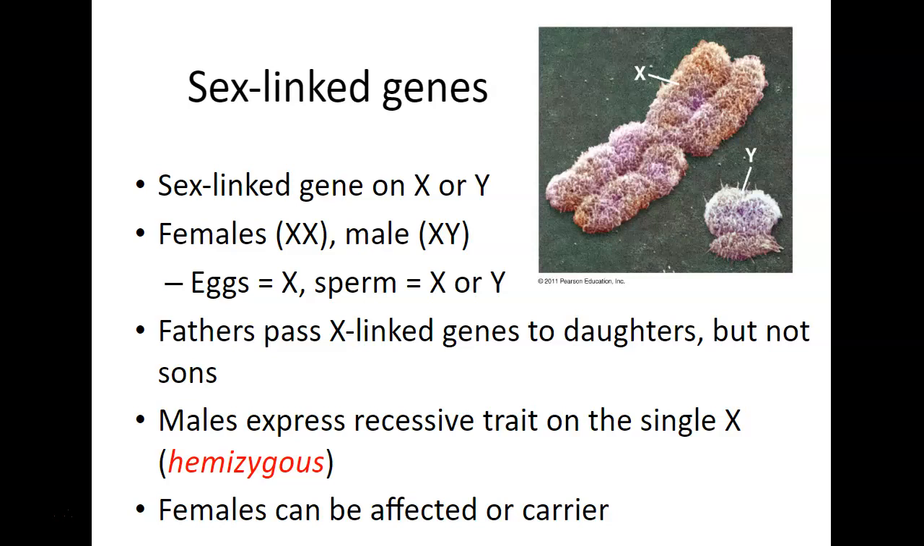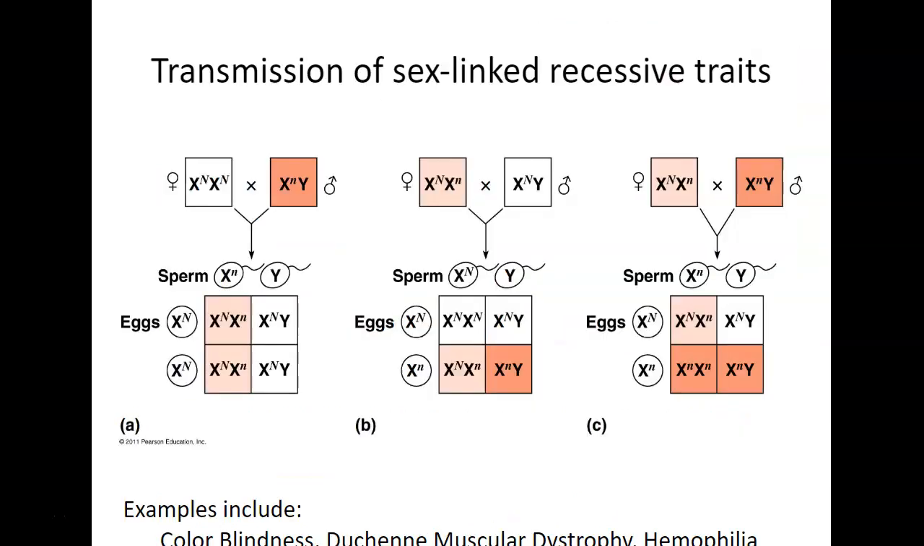Females oftentimes can be a carrier because they could have gotten a bad X from one parent, but then they still have that second X that they can then mask whatever the disorder might be or whatever the trait might be. Okay, so here's an example of what that might look like.